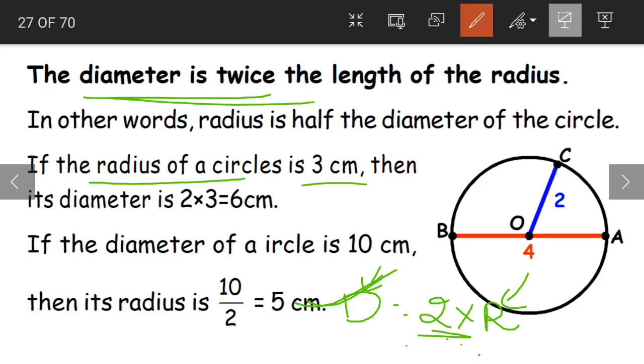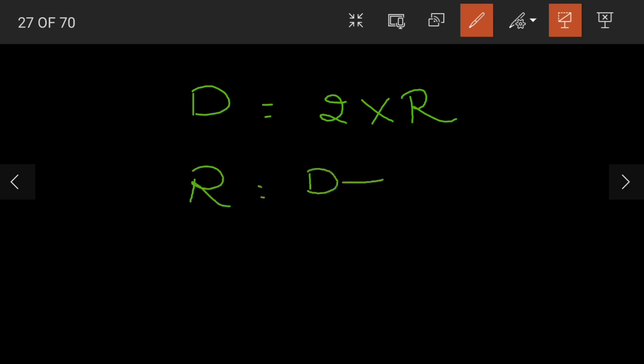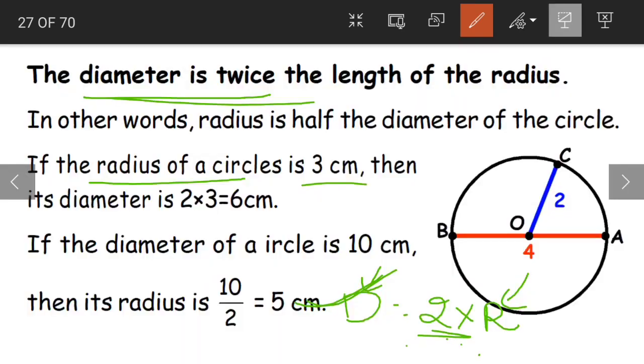Is this clear, children? What did we learn? What is the relationship between the radius and diameter? Diameter is equal to 2 into radius. Radius is equal to diameter divided by 2. Okay, I hope this is clear.